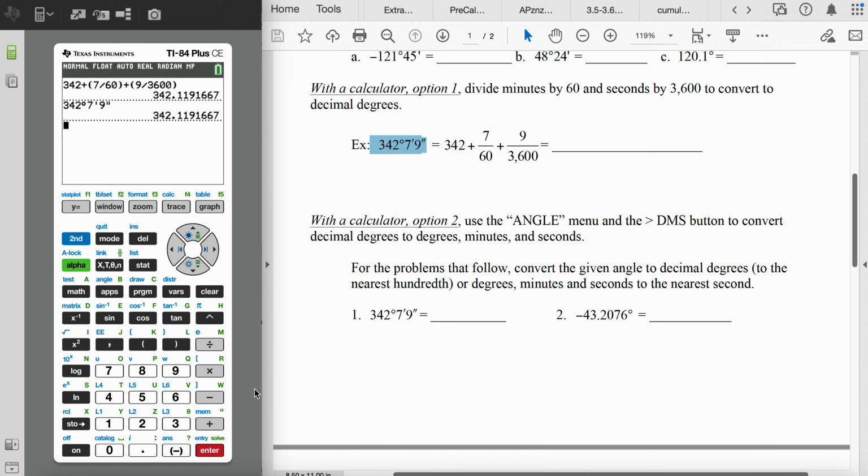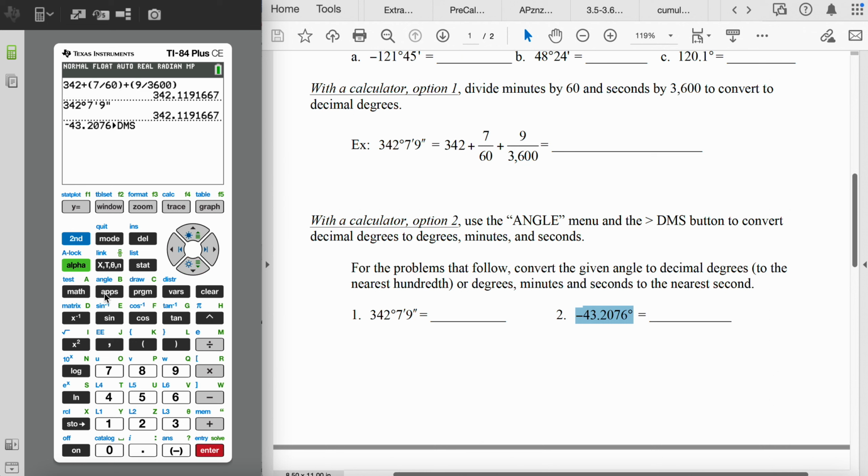Finally, we can go in the other direction as well, and we're going to use this angle here, negative 43.2076, and we're going to convert that to degrees, minutes, and seconds. So negative 43.2076 is going to get entered into our calculator. And now we're going to go to our angle menu. Second apps, and if you look at option 4, it is an arrow with DMS. That is telling us that we will convert to degrees, minutes, and seconds.